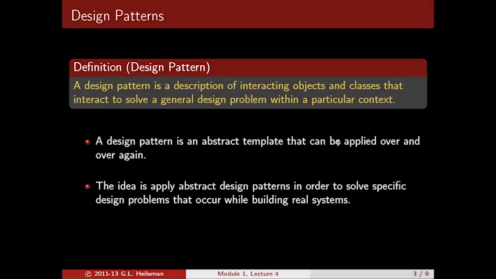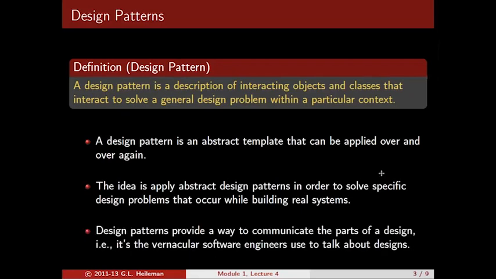Now, what does it mean when we say that it's solved within a context? The context is just the circumstances under which you're trying to solve a particular problem. The individual motivating factors, the actual problem you're trying to solve, sets the context for the design. Now, design patterns are also very important because they provide a way for software engineers to communicate with one another. In other words, this is the vernacular that software engineers use when they want to talk about a design.